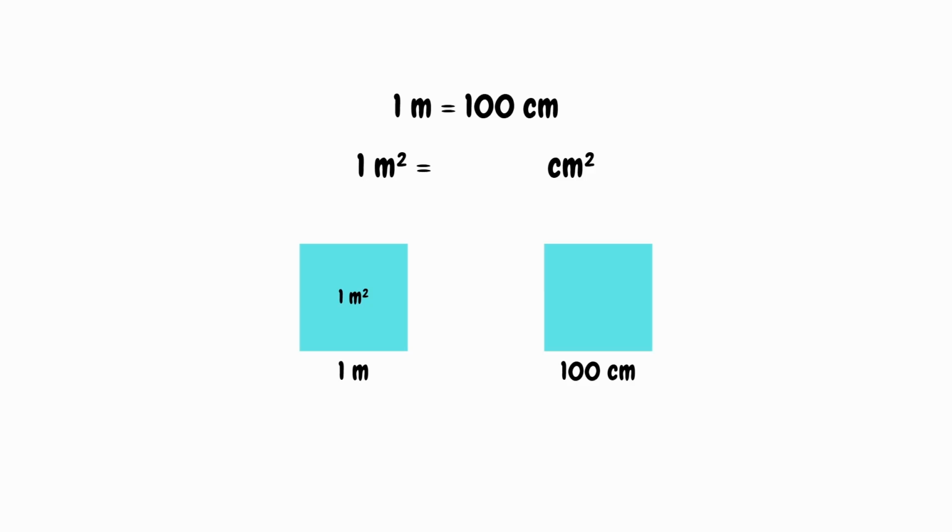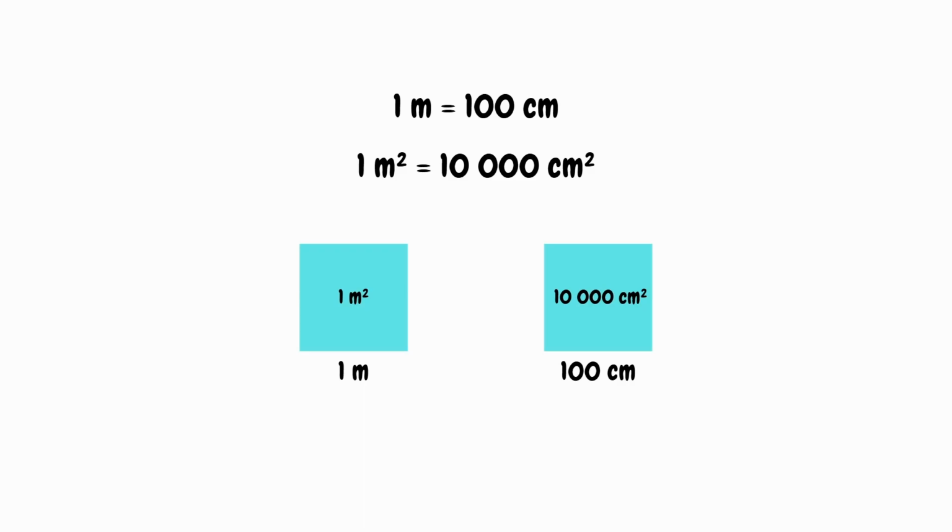Now looking at the square on the right, to find the area, I'm simply going to square the side length. So I'm going to do 100 centimetres multiplied by 100 centimetres. Well, 100 multiplied by 100 gives me 10,000, so the area would be 10,000 centimetres squared. So going back to what we said earlier, because we know the side lengths are the same, the areas of these squares must be the same, therefore 1 metre squared must be equal to 10,000 centimetres squared.